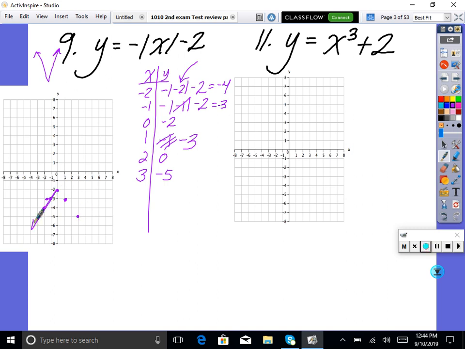So it is looking like this V graph, which is good. Okay, awesome. Okay, just be careful with that. Make an XY chart, -2, -1, 0, 1, 2.